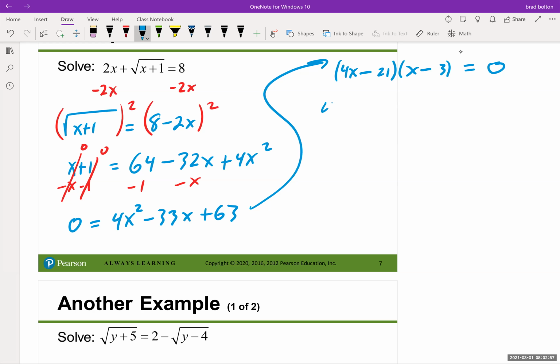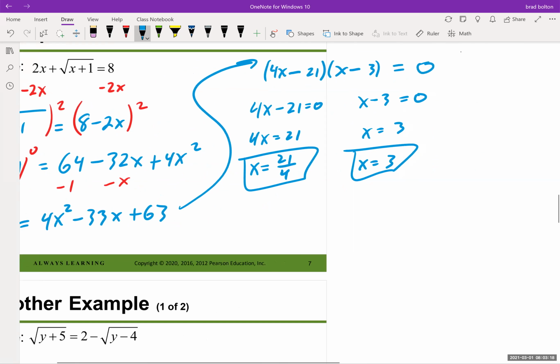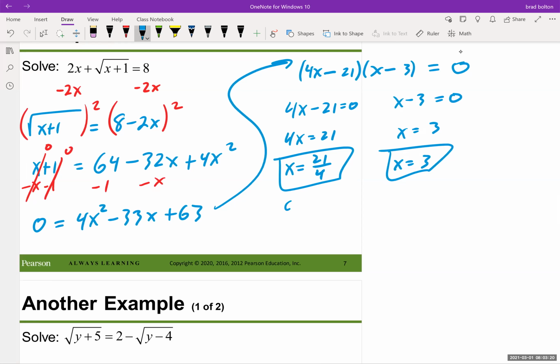So let's set them each equal to 0. x minus 3 equals 0, so 4x equals 21 and x equals 3. So x equals 21 over 4 and x equals 3. These are my solutions. Now what we're supposed to do next is check these. So let's come over here and do the check.